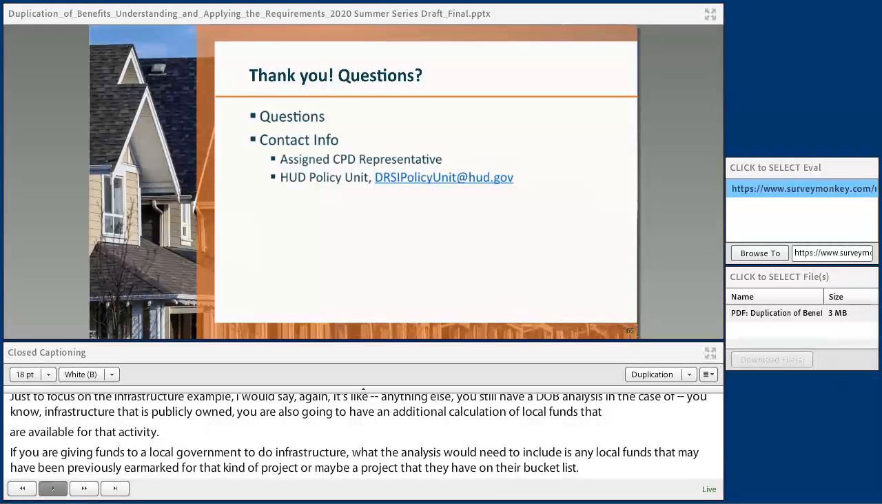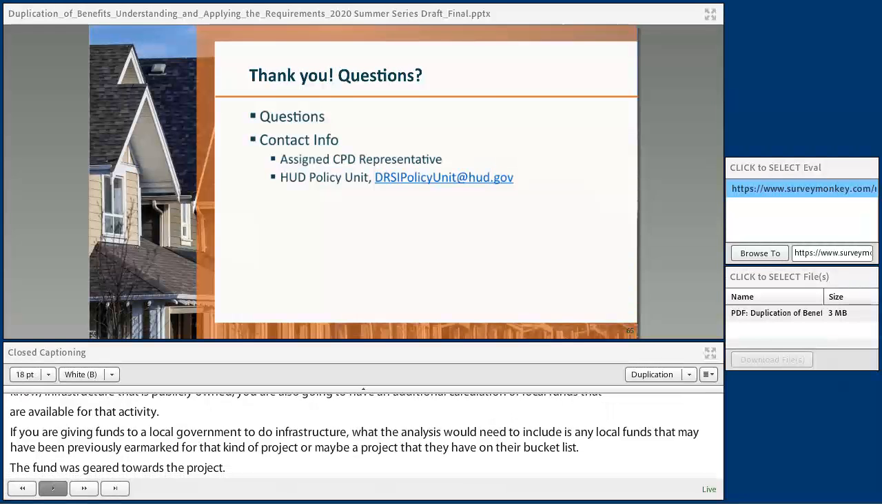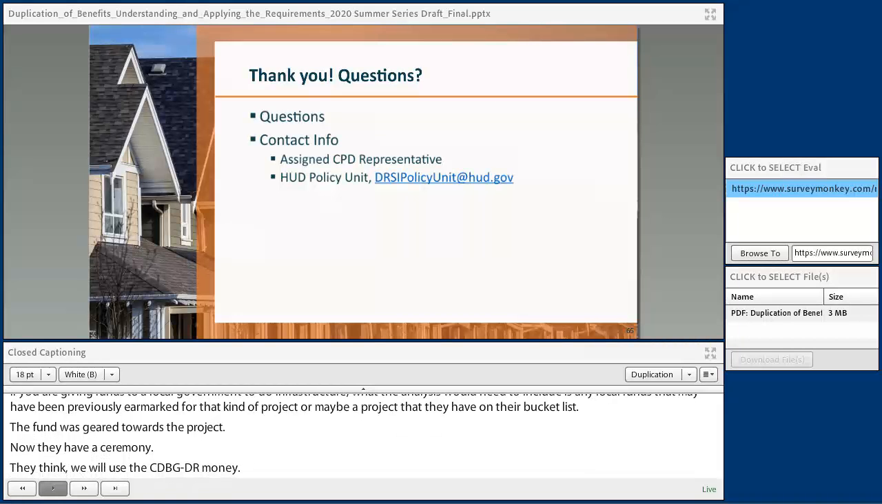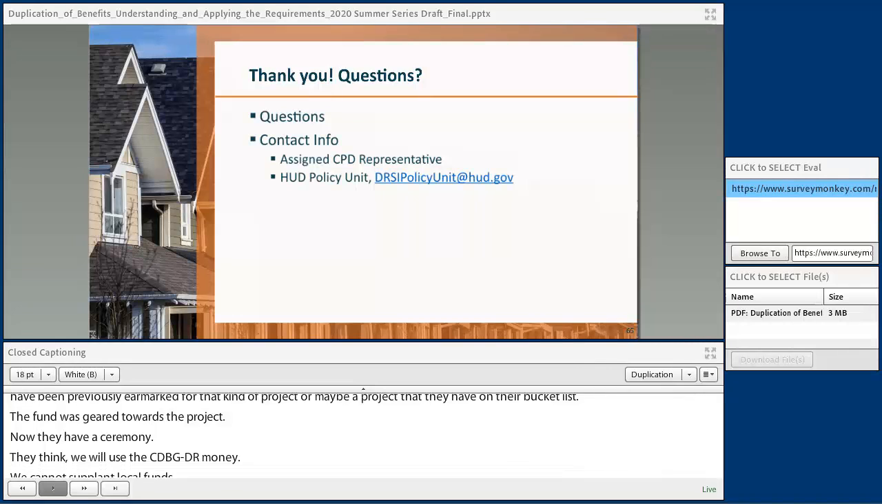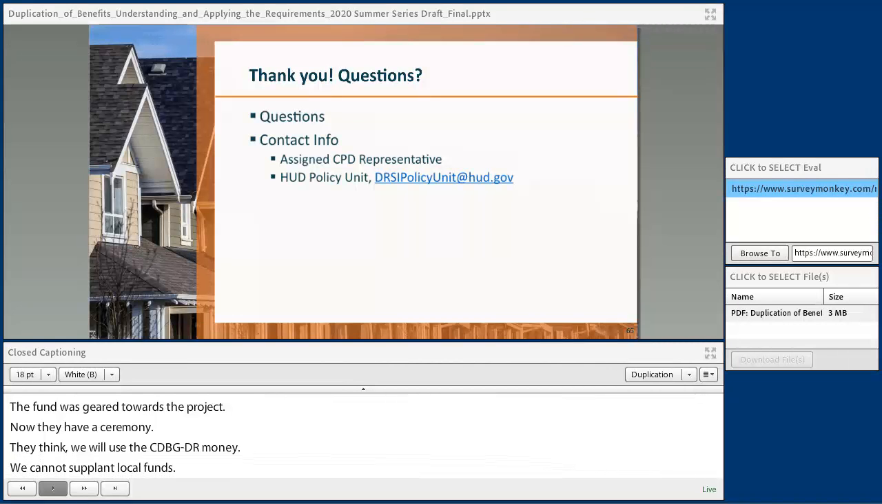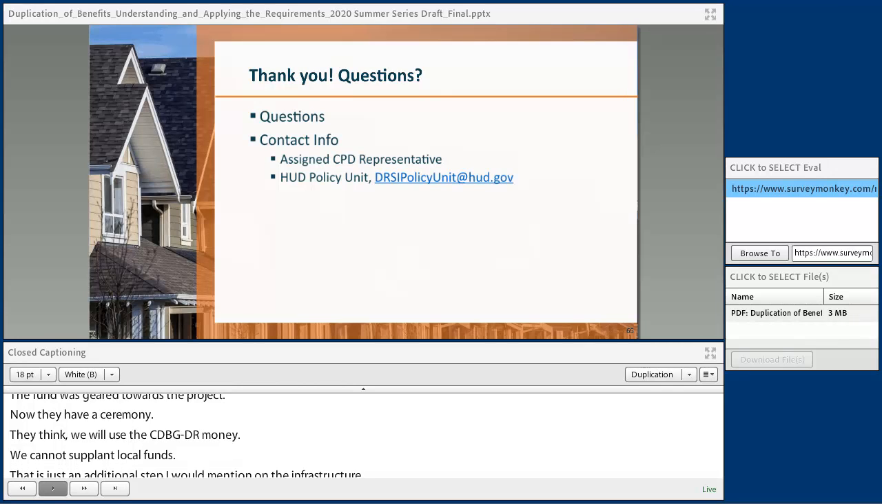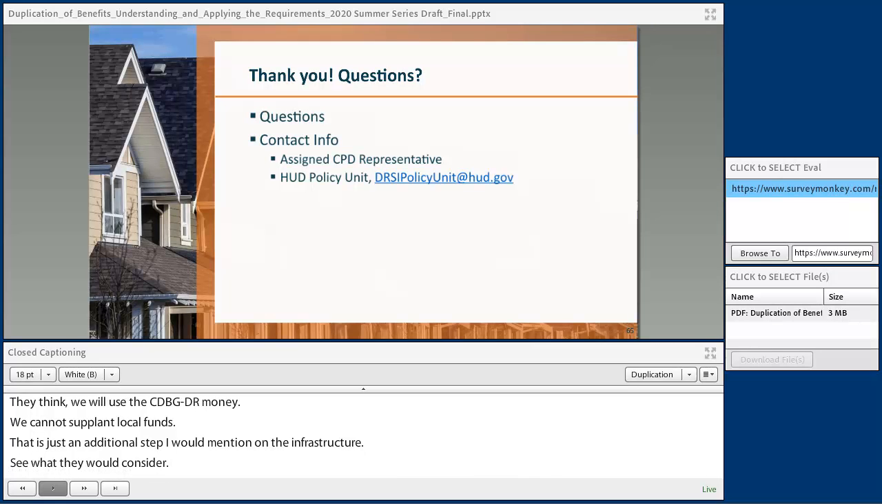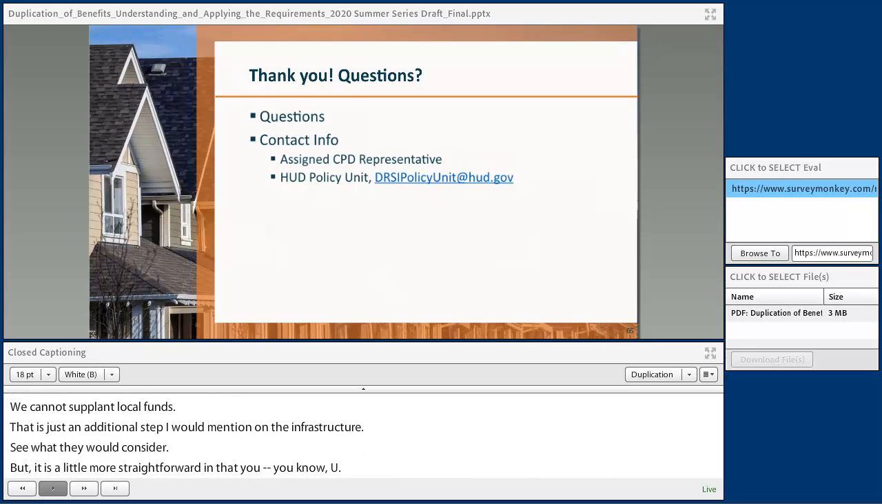So that's just an additional step I would mention on the infrastructure projects you want to consider, but it's a little more straightforward in that you as the grantee who are carrying out these projects should be able to do the DOB analysis on what funds are available for that purpose and what funds have been received to date.